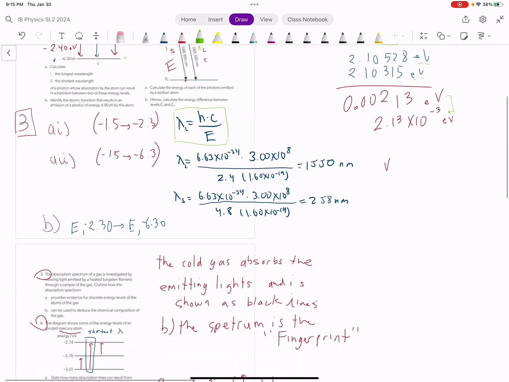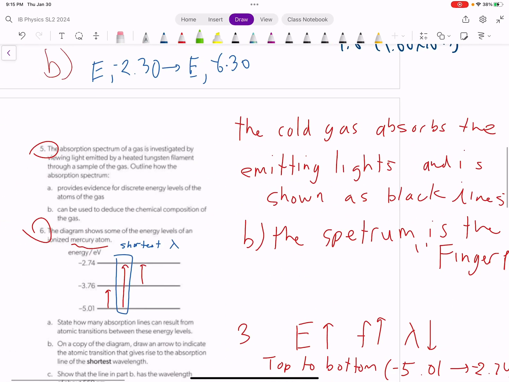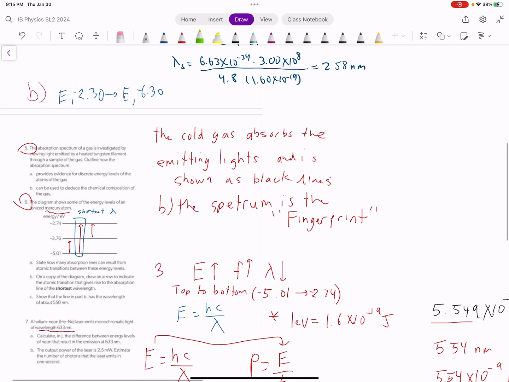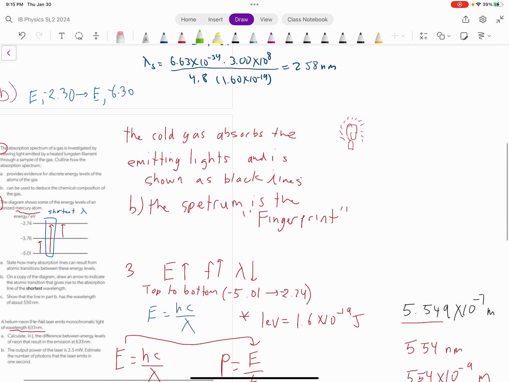All right. Number 5 is a question about absorption spectrum. Okay, so absorption spectrum is when there is a light source that shines into a cold gas, and you're observing the absorption of the light into the cold gas. So imagine there's a light bulb here. And the light bulb emits white light. And then you've got cold gas here. So this is cold gas.